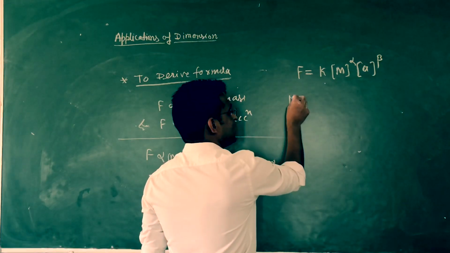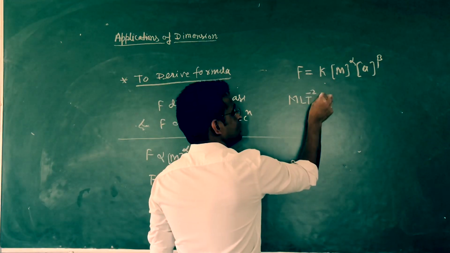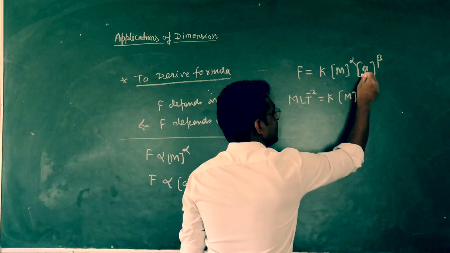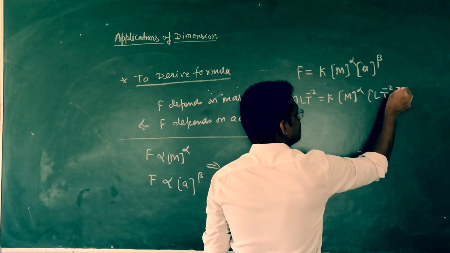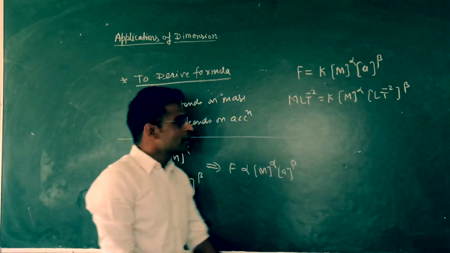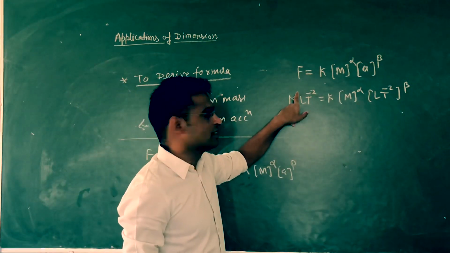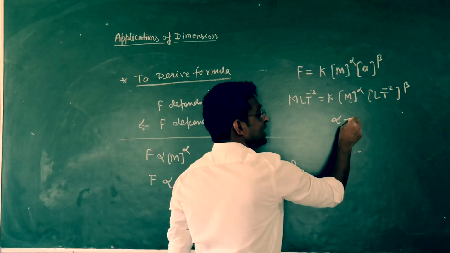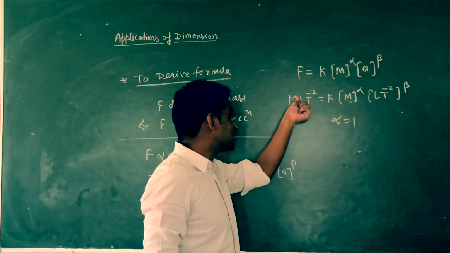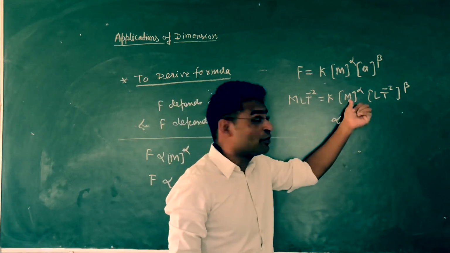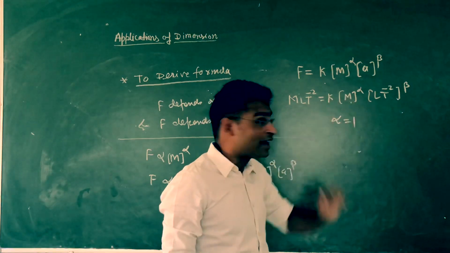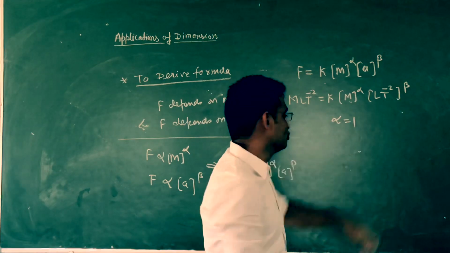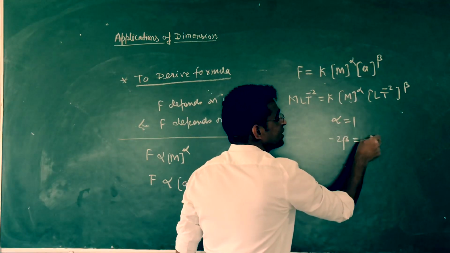Now what's the dimension of F? You know that it is M L T to the power minus 2. This k is a dimensionless constant. This is m to the power alpha, and here a is L T to the power minus 2, the whole to the power beta. What's the power of M over here? 1. And what's the power of M over here? Alpha. It means alpha is equal to 1. What's the power of T over here? Minus 2. And over here? Minus 2 beta.